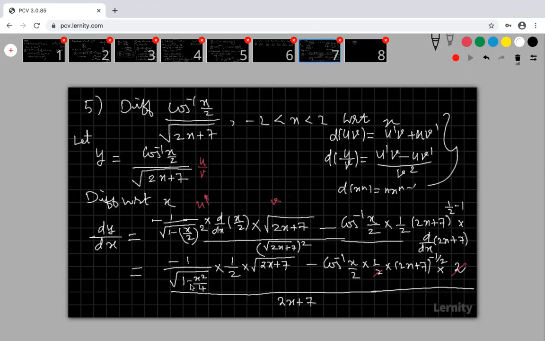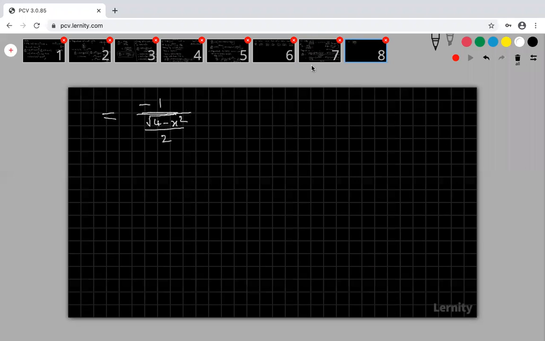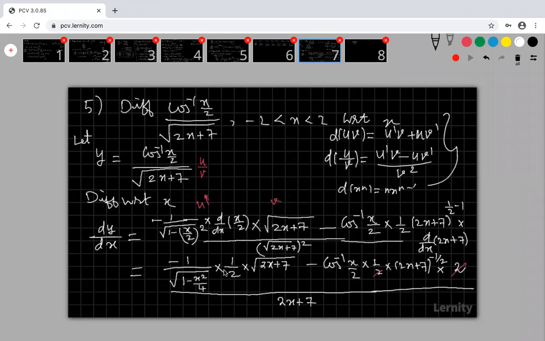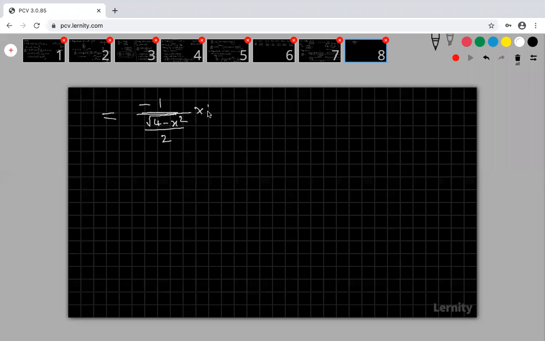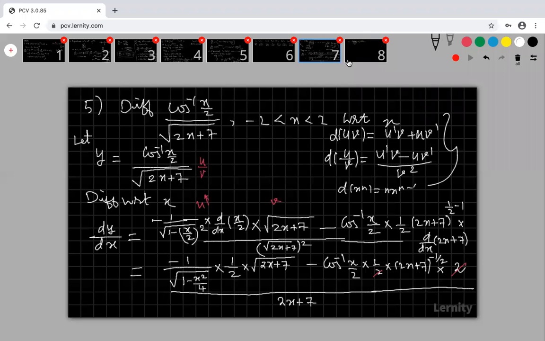Look at that. I am taking cross multiplication, 4 minus x square by 4. The denominator 4 is in the root. If you take the 4 outside the root, it will become 2. Why, sir? Because look at that, here also 1 by 2 is there. I'm going to simplify that. So therefore, this is 1 by 2 root of 2x plus 7 minus cos inverse of x by 2.